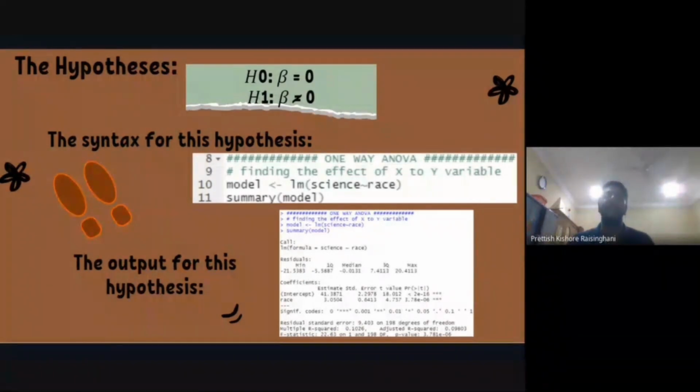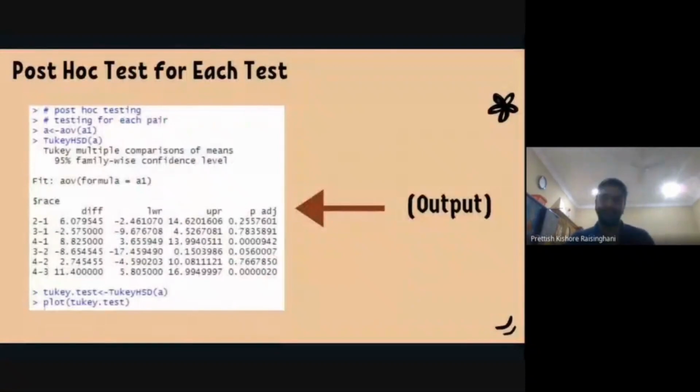In this case, the p-value is less than alpha. Therefore, we must reject H0. Therefore, we can decide that there is a significant effect of race on the science score. After knowing that there is a significant effect, we need to do a post-hoc test for further analysis.